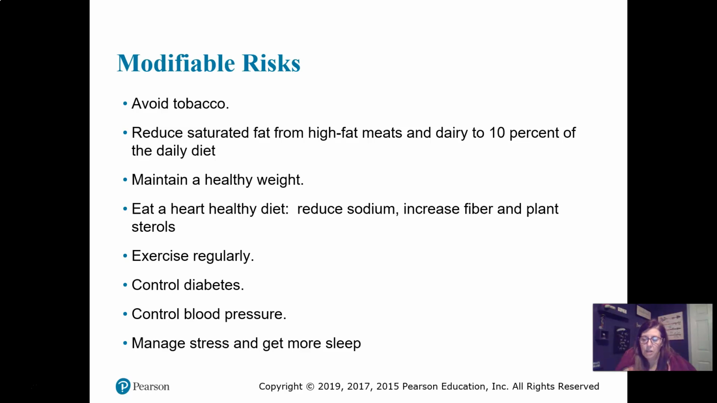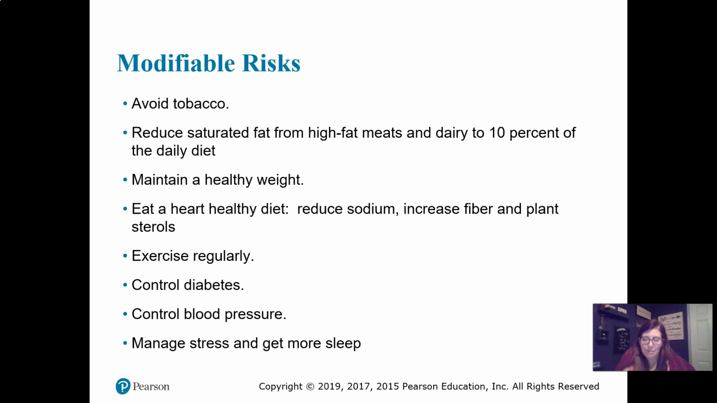Exercise regularly, even modest levels, right? We talked about that. 20 minutes a day of physical activity is beneficial if done regularly and over the long term. Control diabetes. Heart disease rates among adults with diabetes are 2 to 4 times higher than the rates of those without diabetes. Control your blood pressure. In general, the higher your blood pressure, the greater your risk for CVD.